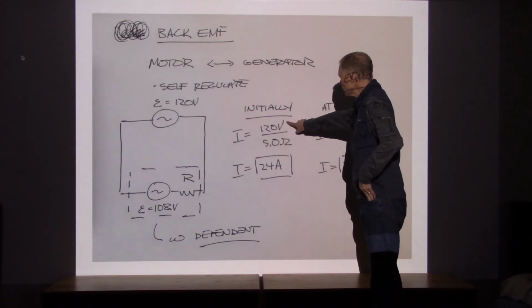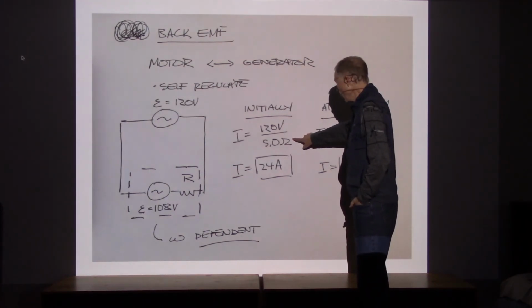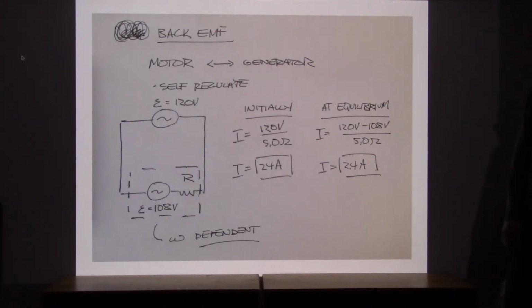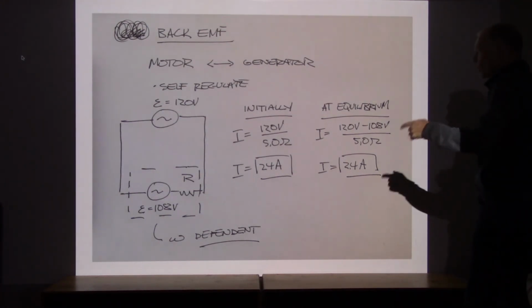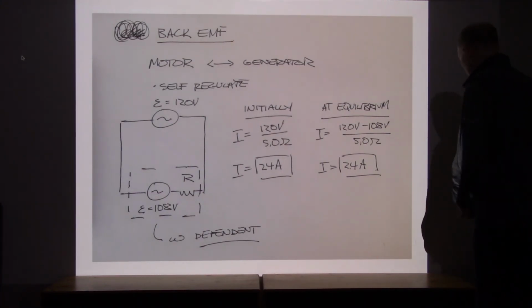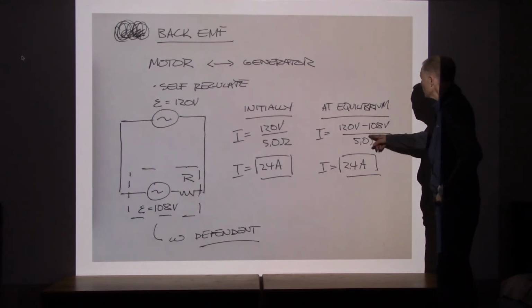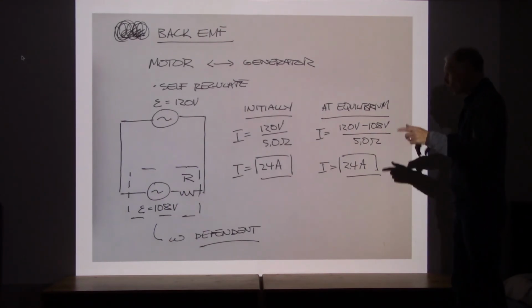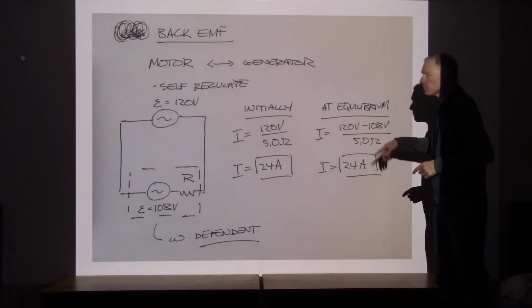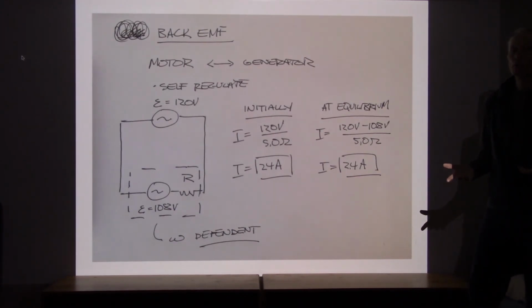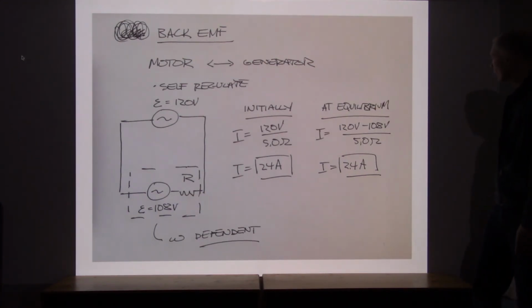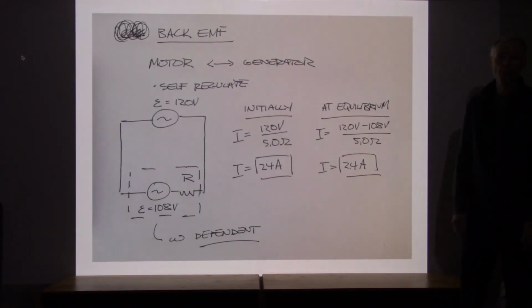Initially, at least, I've got 120 volts divided by the 5 ohms, and that's giving me 24 amps of current initially through that motor. Now once the motor has come up to speed, operating at the speed it's designed for, it's going to have 108 volts opposing that. That means the motor is now being driven by a net of 12 volts instead of 120 volts. The current has dropped down to 2.4 amps.